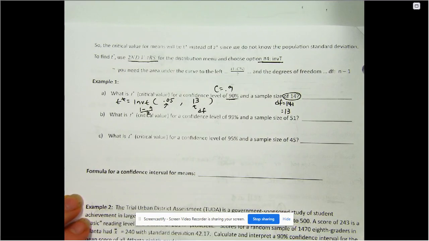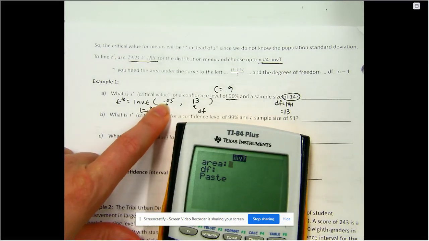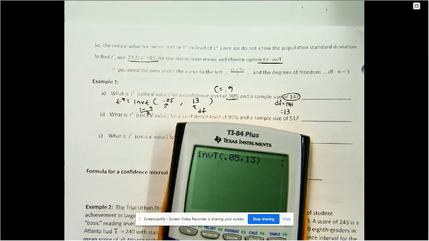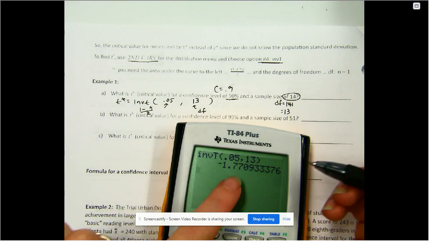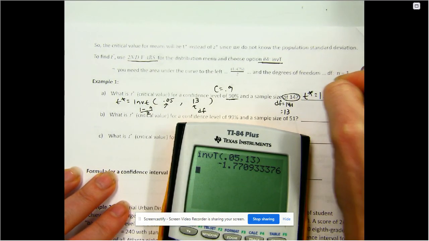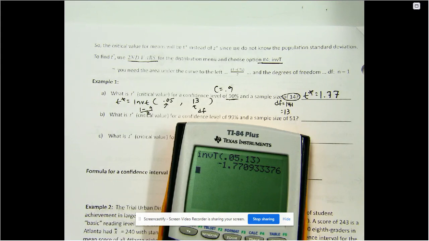And then I'm going to type it in. So my area to the left is 0.05, and my degrees of freedom is 13. And I get 1.77. Just like z-star, these are normally rounded to the 100th. Notice it also takes your calculator a little longer to calculate your t-star than it does for z-star.